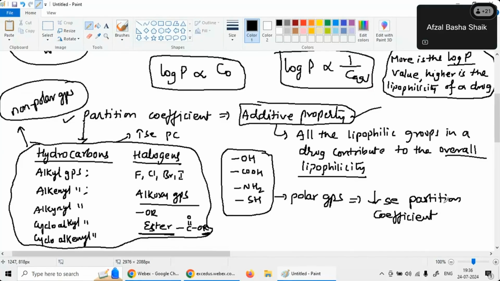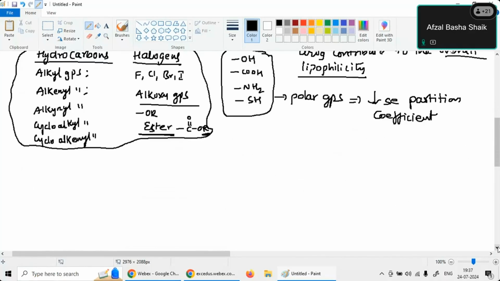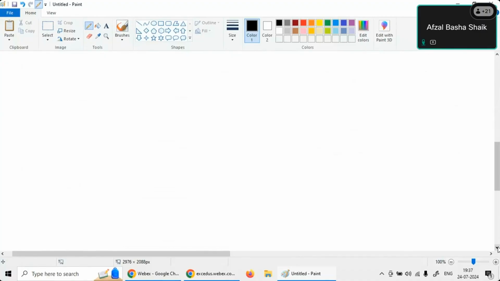Please take a screenshot of this. We'll see some applications of partition coefficient where it has improved the biological activity. So coming to the applications, some key examples.